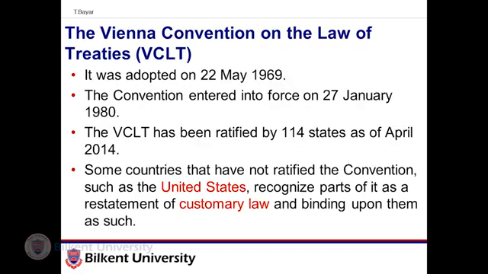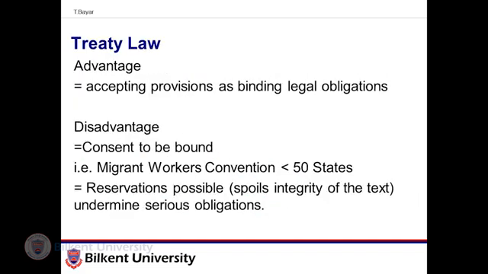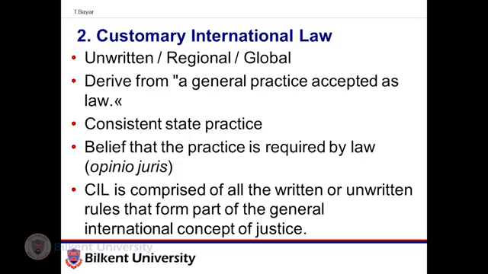Then I can skip them. We'll already talk about them during the law of treaties. We don't need to mention them at the moment. Customary international law. What is customary law? First of all, customary law is unwritten, unlike the law of treaties, unlike treaties: international customs.